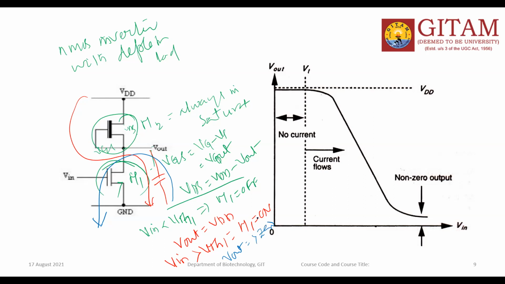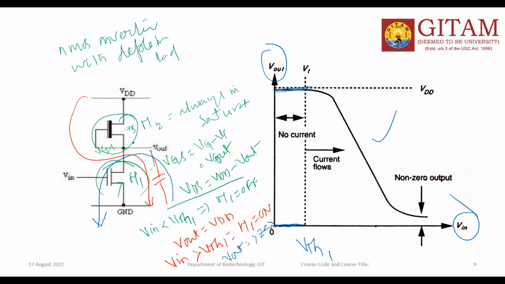If you see the characteristics, this is the input voltage versus output voltage. This is the VTH1, that means the lower device M1 threshold voltage. For input voltage less than VTH1, this device is off, so the output is exactly VDD. When the input voltage is greater than the threshold voltage of M1, this device starts conducting and finally goes to saturation.